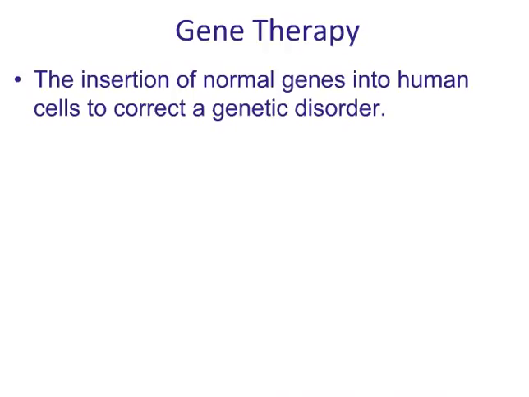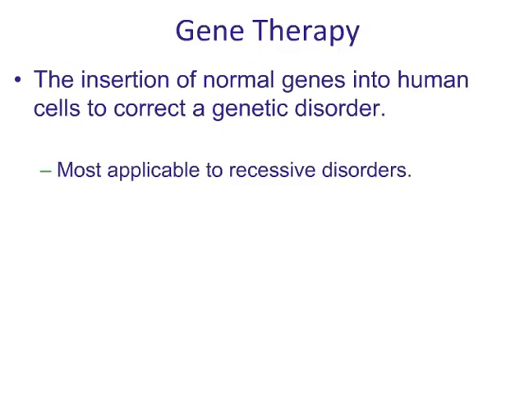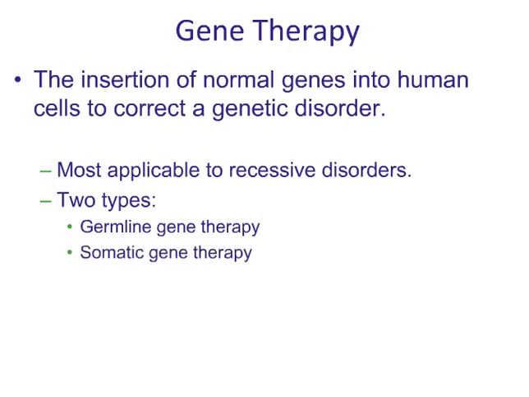Gene therapy involves the insertion of normal genes into human cells in order to correct a genetic disorder, in most cases a recessive disorder. There are two types of gene therapy: germline gene therapy, which is transfer of DNA into the germline, which makes the modification inheritable. This is routinely done to produce transgenic animals. However, in humans, there are moral and ethical as well as legal issues that prevent this type of therapy from going forward. And somatic cell gene therapy, which transfers DNA into somatic cells, which is not passed on to progeny.